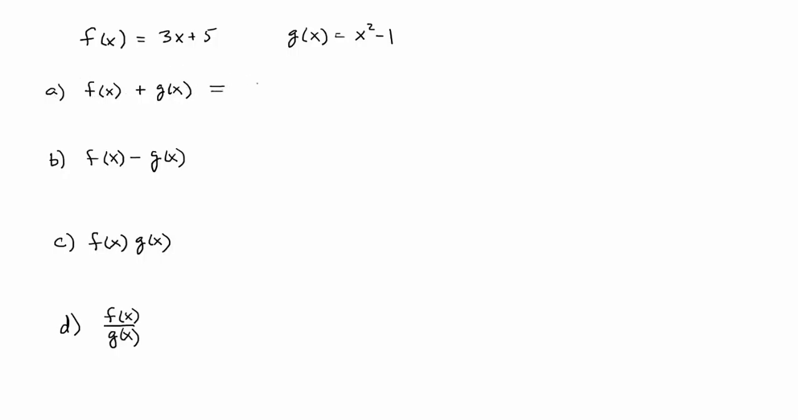So in this case, f of x is 3x plus 5 plus g of x, which was x squared minus 1. So we get x squared plus 3x, and then we have 5 minus 1 is 4. And the domain would be all real numbers, or negative infinity to infinity.